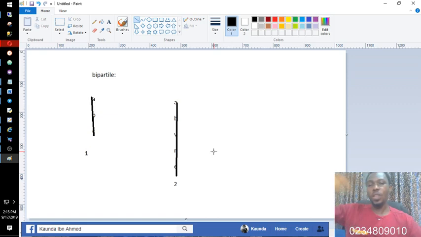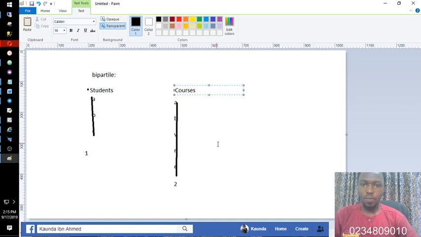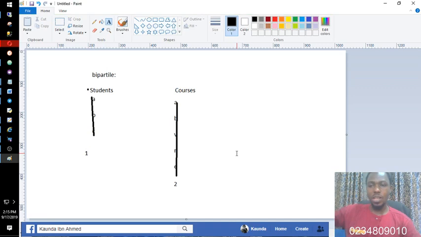He gave a typical example, like let's say these are students and you want to connect them to their courses. So a student can have course A, course B, course C, course D, but you can't say student has student. That doesn't make sense. That is all for bipartite.